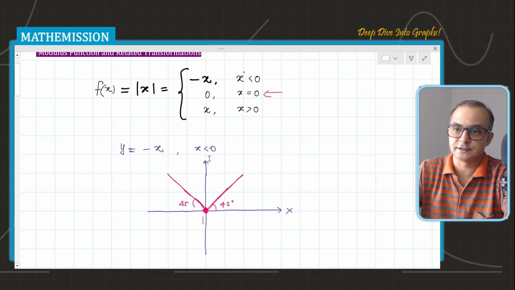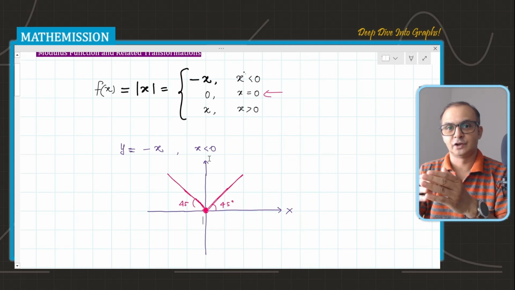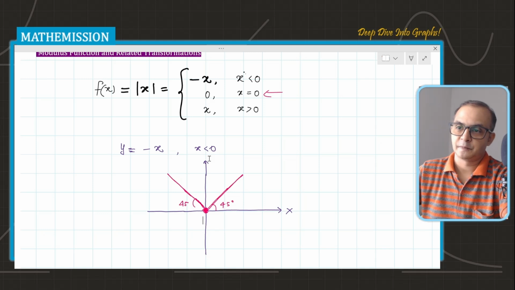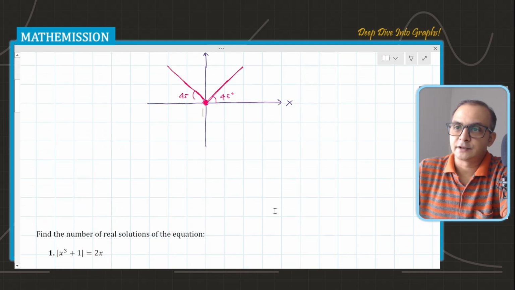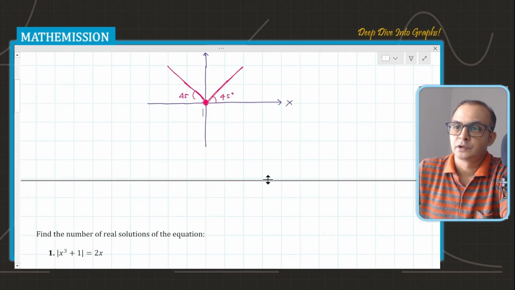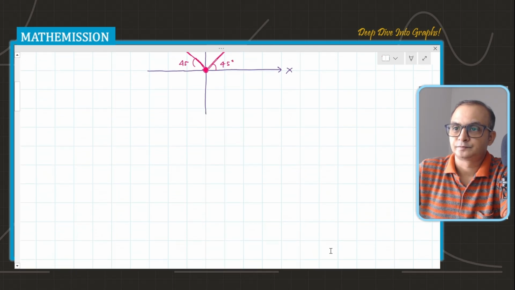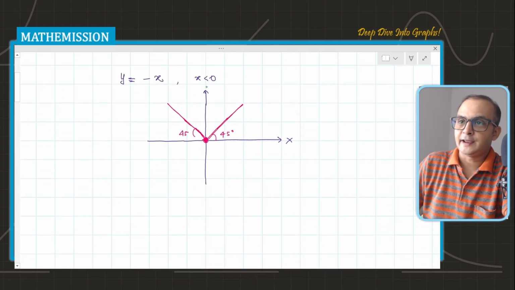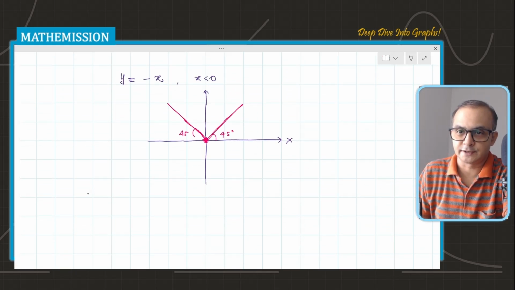and we will see what will be the consequence of this modulus when we apply this modulus definition on other functions. By the way, there is another way to understand or draw the graph. Let's try to see. Suppose we have the line given y is equal to x.